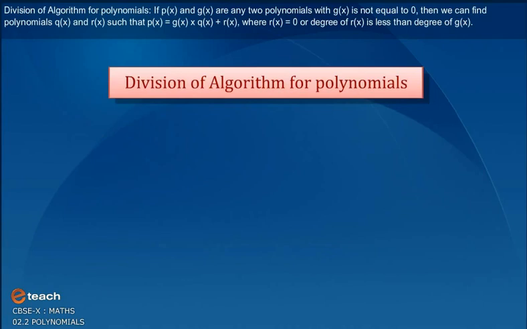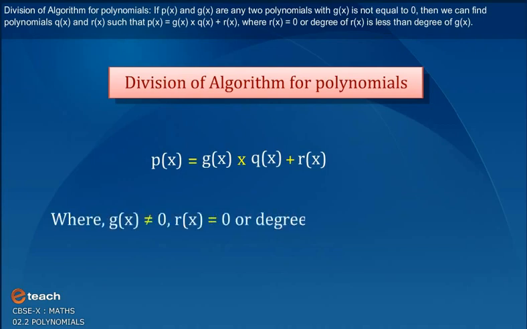Division algorithm for polynomials. If p of x and g of x are any two polynomials with g of x not equal to 0, then we can find polynomials q of x and r of x such that p of x is equal to g of x into q of x plus r of x, where r of x is equal to 0 or degree of r of x is less than degree of g of x.